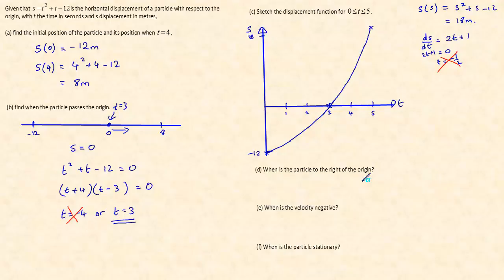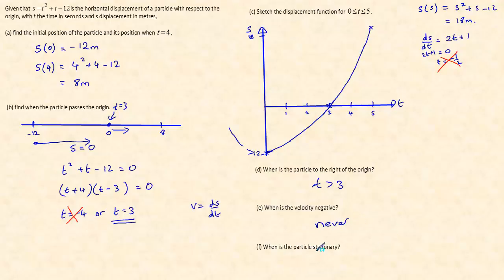So when is the particle to the right of the origin? Well, whenever the displacement is positive, so that's for t greater than 3. When is the velocity negative? Well, never, because if we continue this backwards, yes, there's a turning point here, and this would indicate that the velocity is negative, but here it seems to be travelling always in this direction. Remember, velocity is the gradient of ds dt. V is equal to ds dt. Here the gradient is always positive, so never.